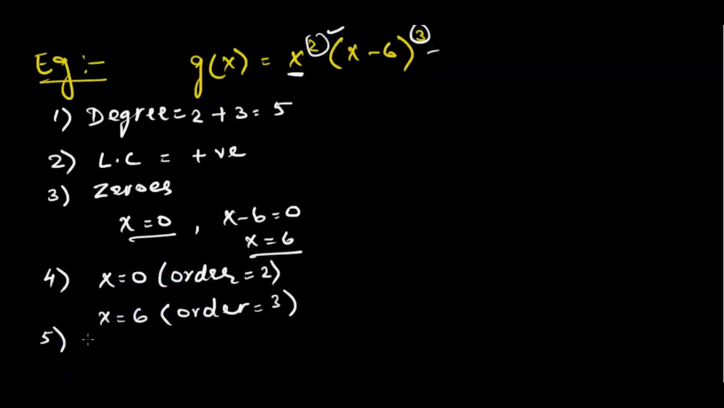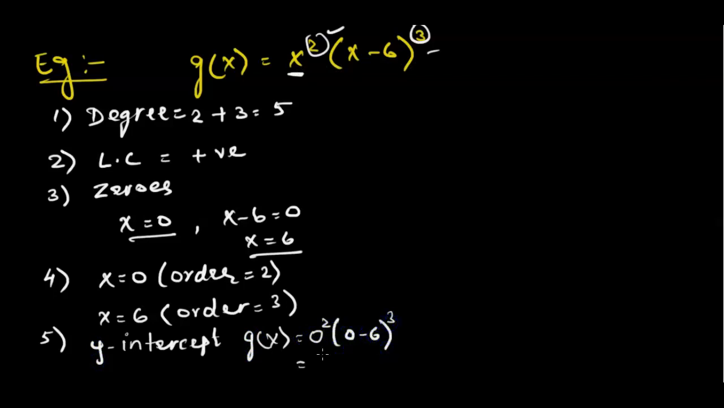Fifth is we get the y-intercept. For getting the y-intercept in this particular case, we would put in x as 0, because the y-intercept is the value of y when x is 0. So 0 squared is 0, multiplied by anything is 0. So the y-intercept in this case would be 0. We're not given any turning points, so we would use all of these 5 steps to sketch the graph.